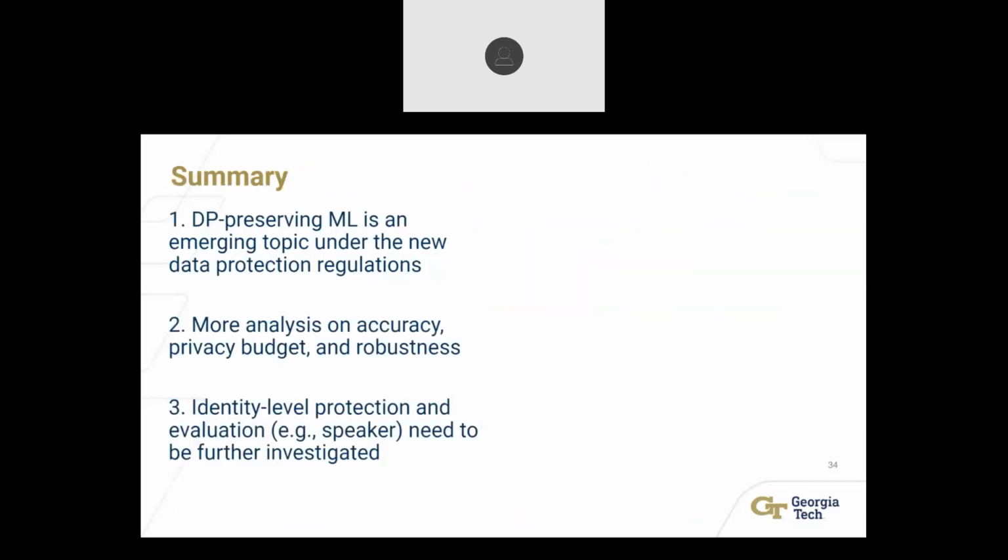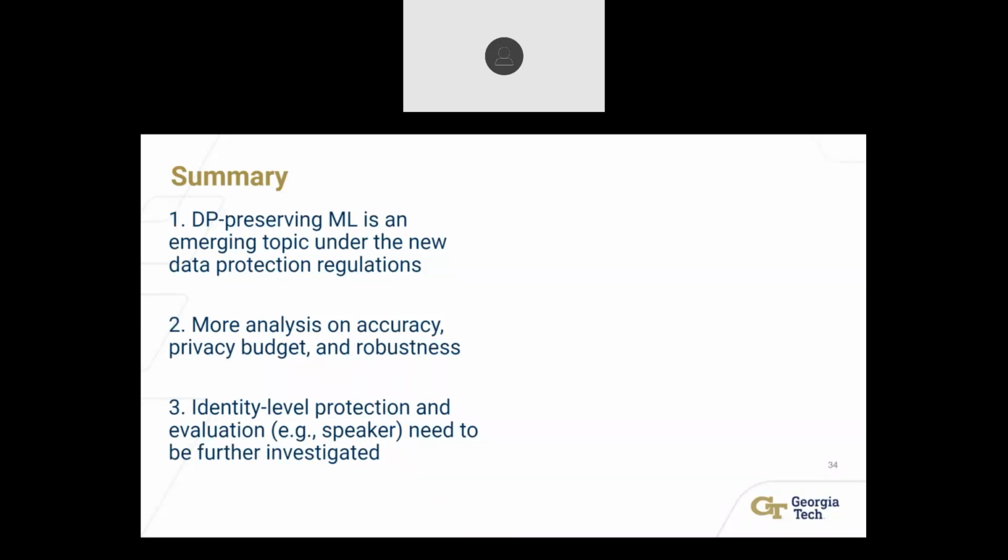So finally, there is some summary. In general, even if you skip the mathematical or design components, you can have this takeaway: privacy preserving machine learning is an emerging topic under new data protection regulation. And indeed, we require more analysis on the accuracy, privacy budget, and robustness. There's a good paper published at NeurIPS two years ago talking about adversarial robustness and differential privacy, and people found there's a trade-off, but it depends on different conditions.